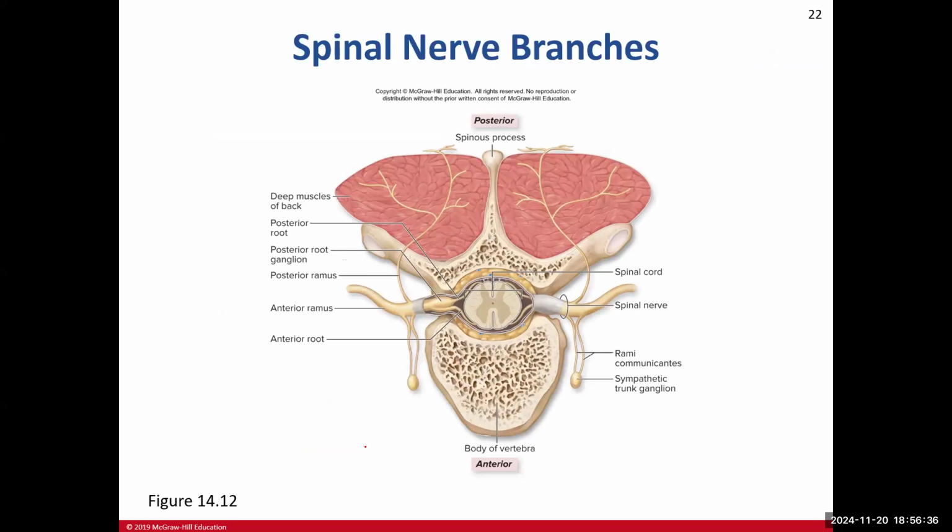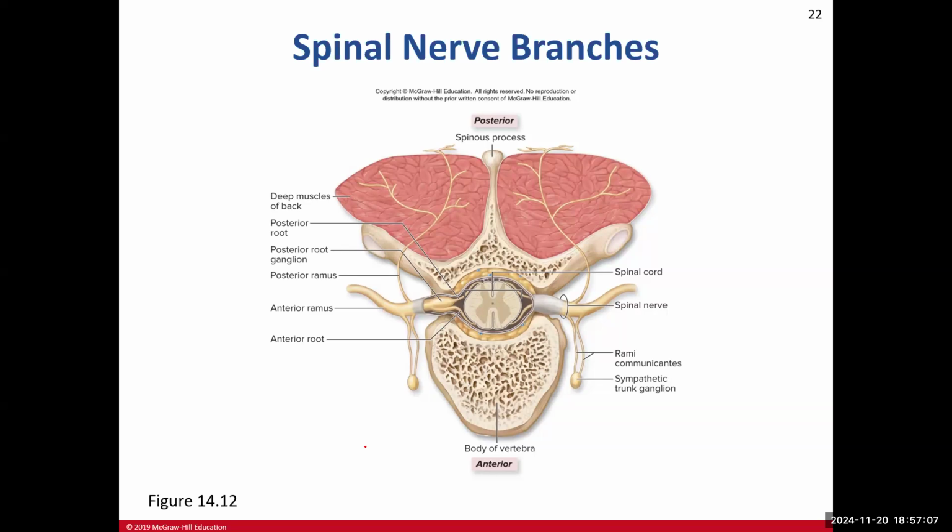So that should look familiar to y'all. Spinal nerve branches. If you recall, we have the different branches of the spinal nerves. You have your spinal nerve that comes out of the spinal column, out through the IVF, the intervertebral foramen, and it gives off a small branch known as the dorsal ramus, that innervates deep muscles of the back and the skin on your back.